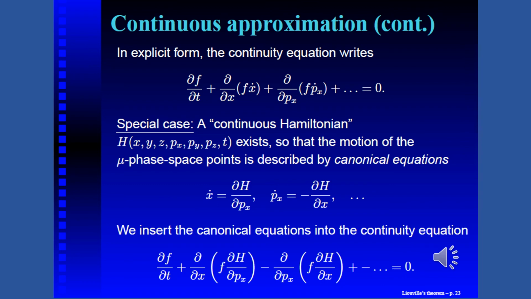Special case: a continuous Hamiltonian h of x, y, z, px, py, pz, t exists so that the motion of the mu phase space points is described by canonical equations. x dot is equal to partial h over partial px, px dot is equal to minus partial h over partial x. We insert the canonical equations in the continuity equation, that is partial f over partial t plus partial over partial x of f times partial h over partial px minus partial over partial px of f times partial h over partial x plus so on, that is equal to 0.